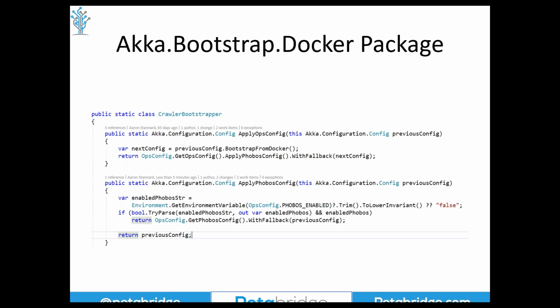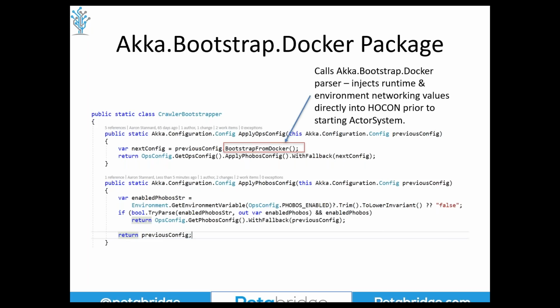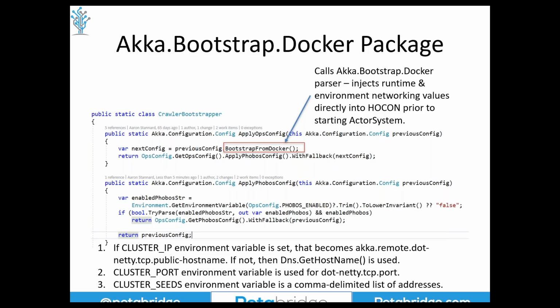The way we accomplish this is Petabridge has produced a NuGet package called Akka.Bootstrap.Docker. And you can see us invoking it right here. We're taking the HOCON configuration that we shipped with our application, and we have this extension method that the Akka.Bootstrap.Docker package calls, which says bootstrap from Docker. What this is going to do is inject some runtime environment networking values directly into your configuration prior to starting your actor system. And here's what those values look like at the bottom of the screen.